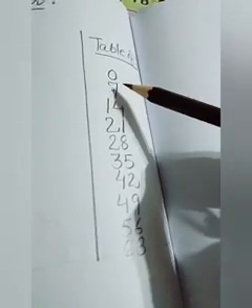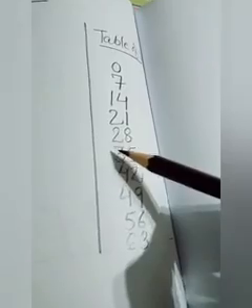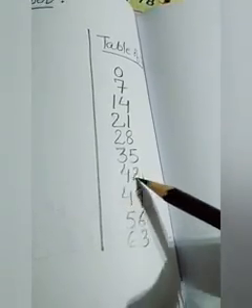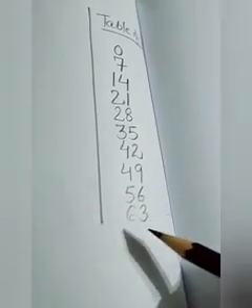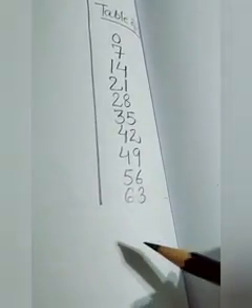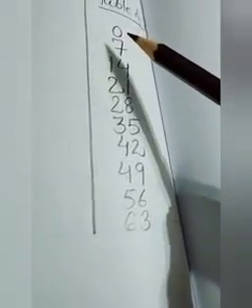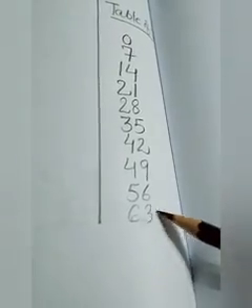7 zeros the 0, 7 ones the 7, 7 twos the 14, 7 threes the 21, 7 fours the 28, 7 fives the 35, 7 sixes the 42, 7 sevens the 49, 7 eights the 56, and 7 nines the 63. Yes friends, while doing division we need only 7 zeros the 0 up to 7 nines the 63.